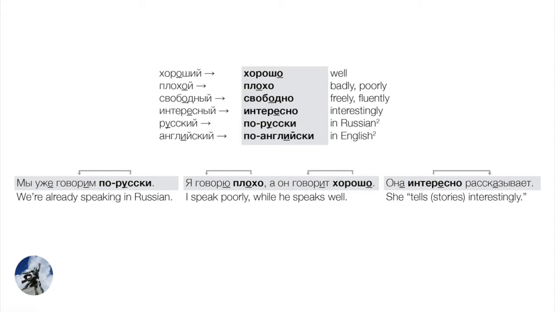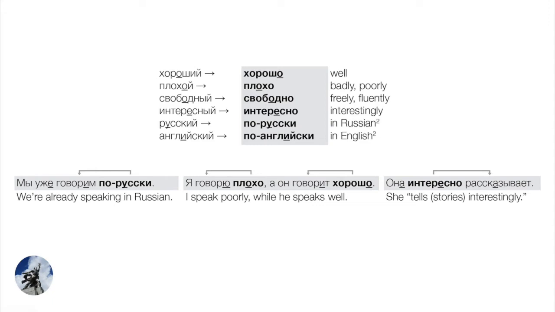Okay, so these examples of adverbs are modifying verbs. Я говорю плохо, а он говорит хорошо. I speak poorly while he speaks well. Она интересно рассказывает. She tells interestingly, meaning she's a good storyteller.